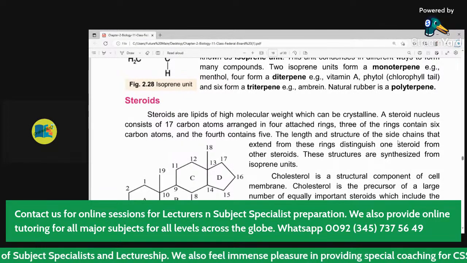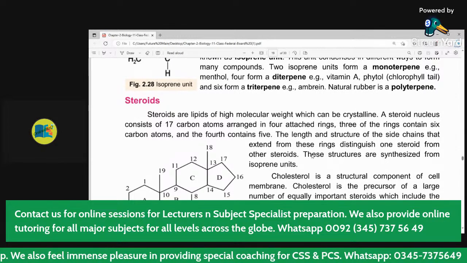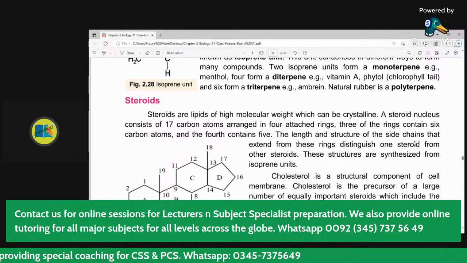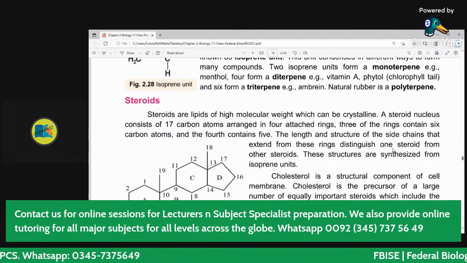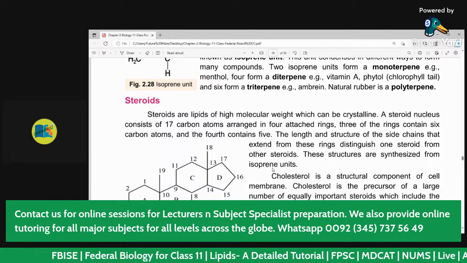The length and structure of the side chains that extend from these rings distinguish one steroid from other steroids. So the length and structure of the side chains determine the type of steroid. These structures are synthesized from isoprene units.